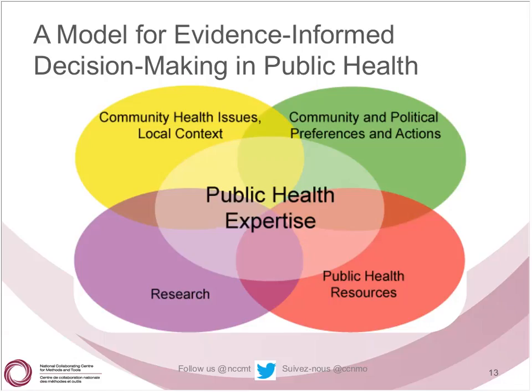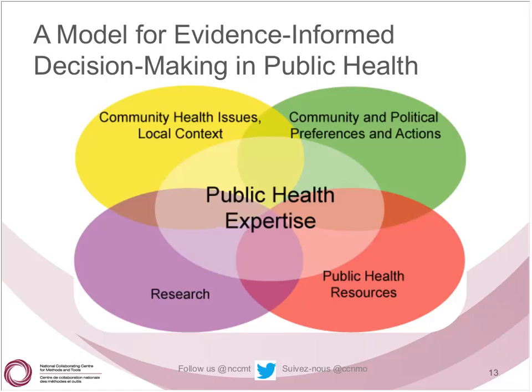We think about community and political preferences and actions. Some things that would be acceptable in one community simply would not be acceptable in another community. And we have to take that into account when we make a decision about what to do. Public health resources are really important. You may have the greatest idea in the world of what would work to solve a problem, but if you don't have the money to pay for it, it's not likely to work very well. So resources in terms of money are important, but also in terms of skill sets, capacity, other kinds of resources come into play as we try to decide what to do given the evidence that we have.